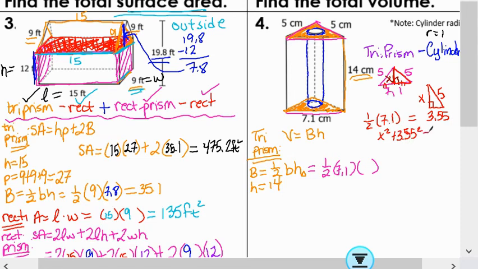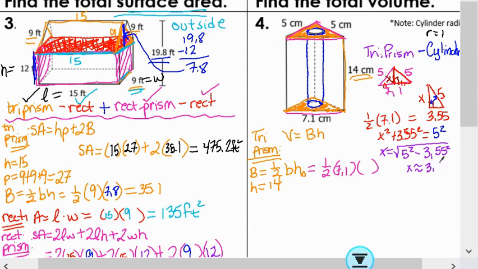3.55 squared equals the radius squared. Remember, the radius is always the side opposite the right angle, so that's going to equal 5 squared. Okay, so to solve for that, x is just going to be the square root of 5 squared minus 3.55 squared. That way I can do that in one step in my calculator, and I get that x is approximately 3.52.